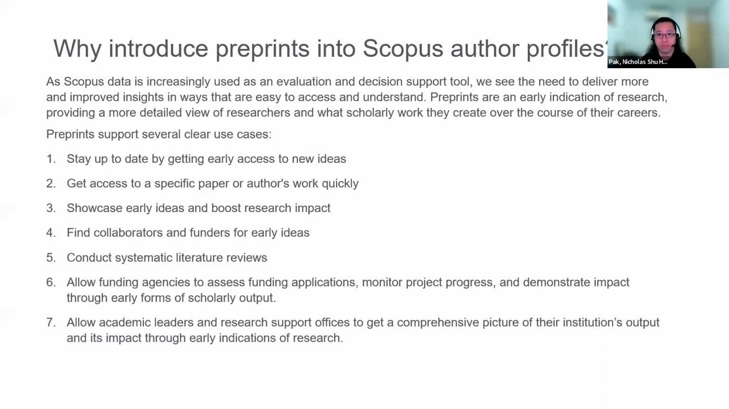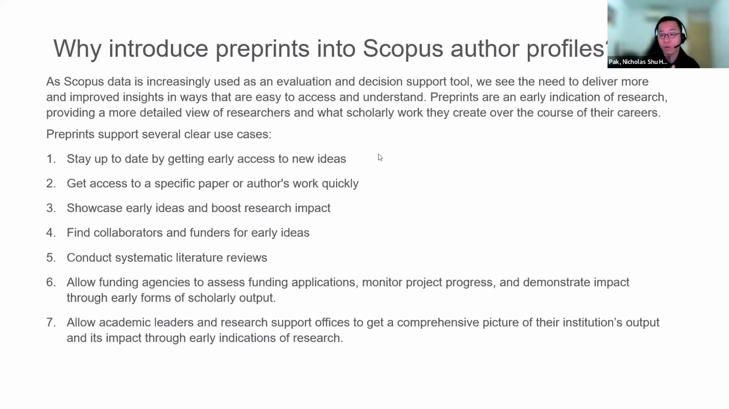So we want to introduce preprints into Scopus author profiles because we are looking to expand not only the scope of a research topic, but also its recency. We want to make sure that early research, good research, is able to be shared globally, worldwide, so that in this case, there's a whole myriad of use cases which can be tapped into.